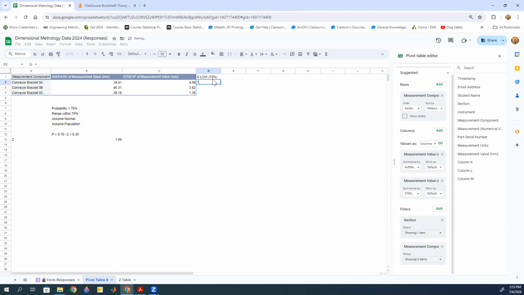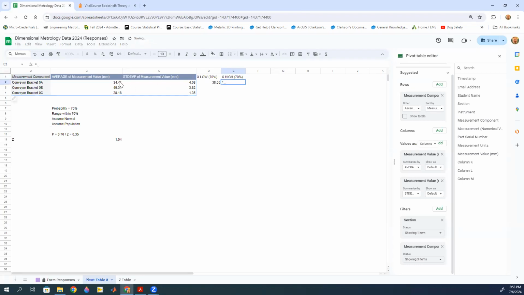What we'll do is we'll take the mean value and we'll add 1.04. We'll just put it in here, 1.04, which is the Z value times the standard deviation. And that gives us 0.3865.